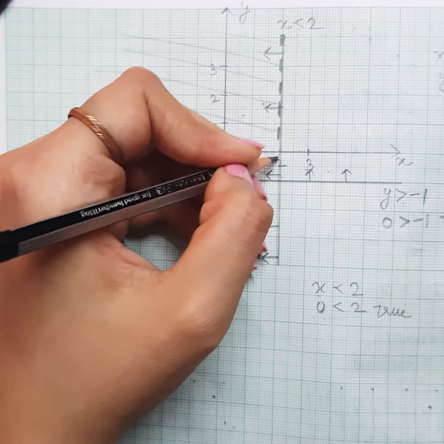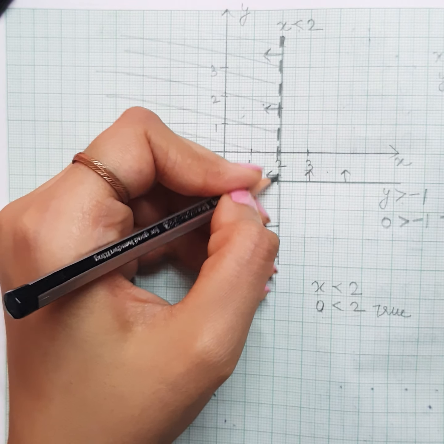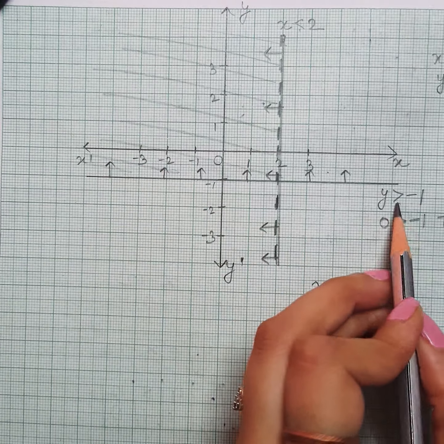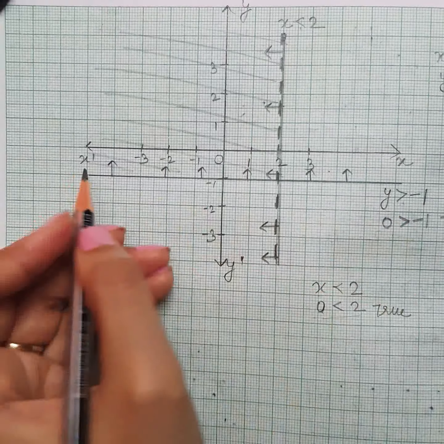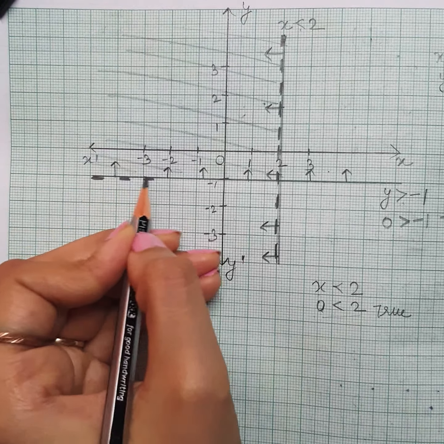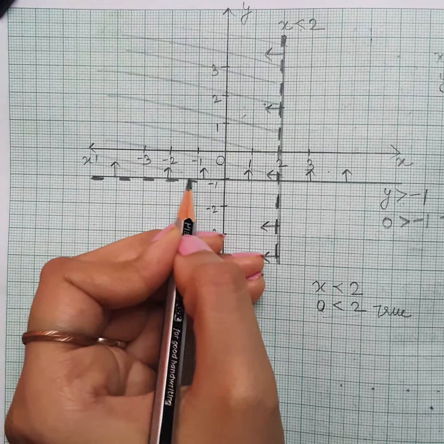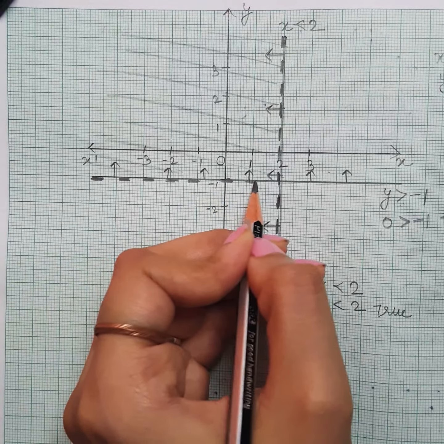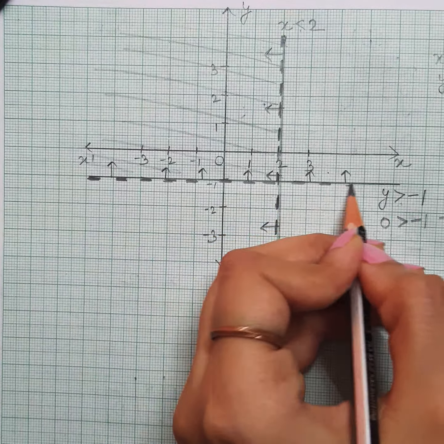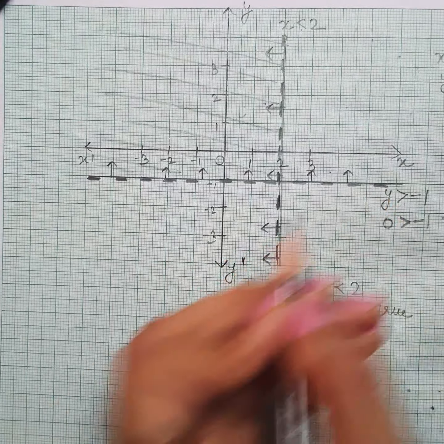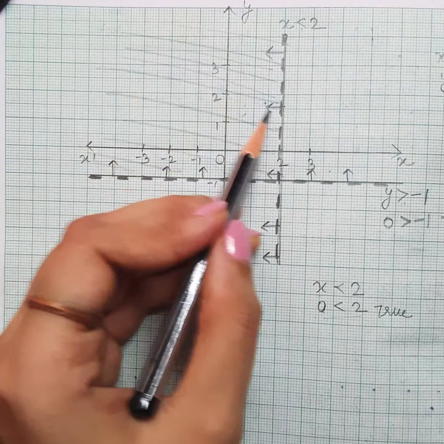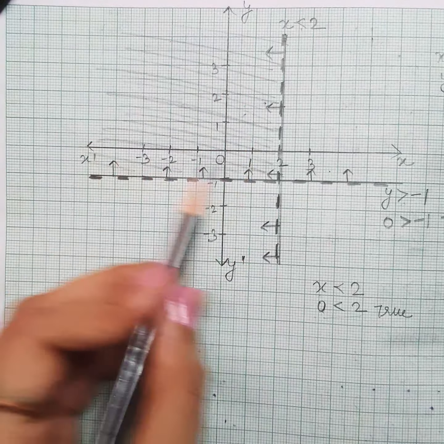In between we may rub or make the dots like this. Here also it is greater, so the points on the line will not be included. So make it look like a dotted line. Either you may rub it in between, or initially you can draw the dotted lines. So this is the required solution, the shaded area.